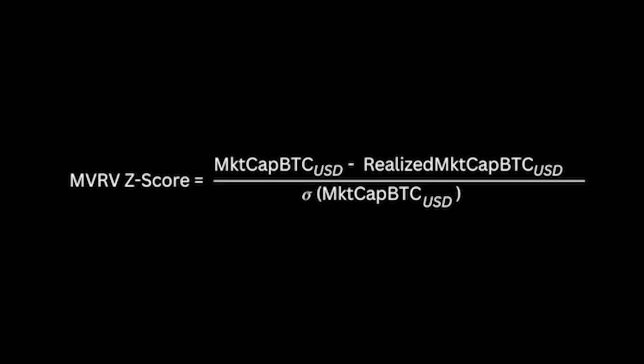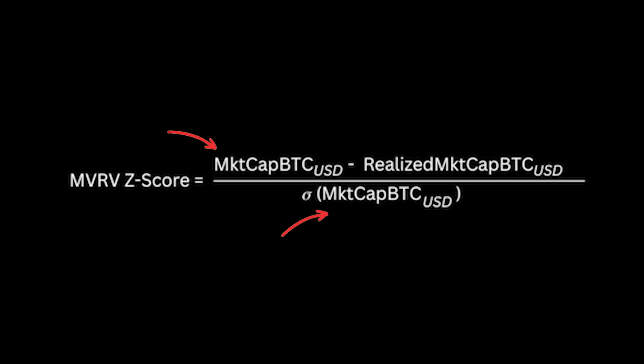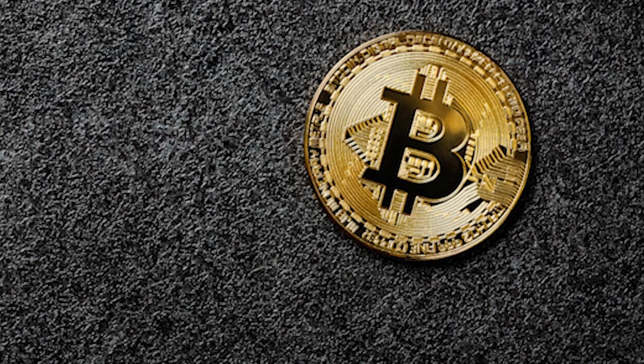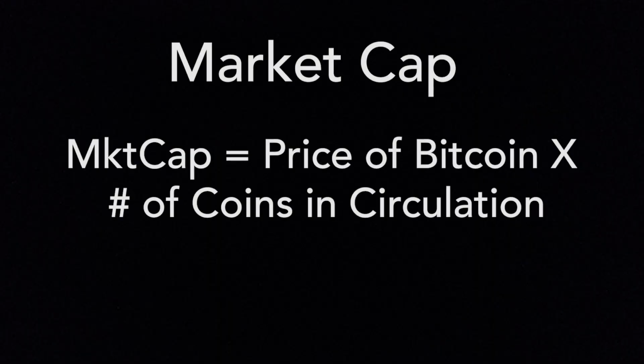Here's the formula used to calculate it. This formula has three components: market cap, or market value, realized cap, or realized value, and the Z-score. It's pretty simple. The market cap of any asset, Bitcoin in this case, is calculated by multiplying the price of the asset by the number of coins in circulation.